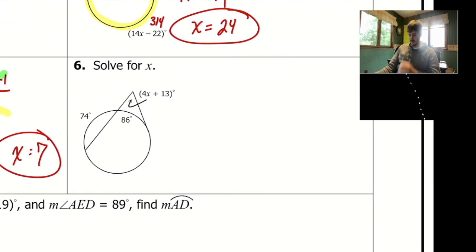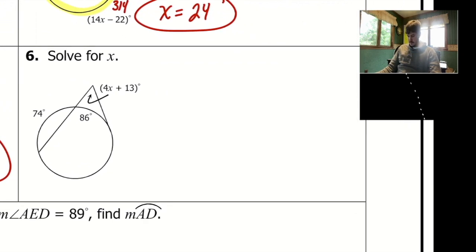Number 6. So here in number 6, we have the same thing. It's a secant and tangent though, but it doesn't matter. I still just identify it exactly the same. I don't really care if it's secants or tangents. I know that the rule for this type of diagram is big arc minus little arc.